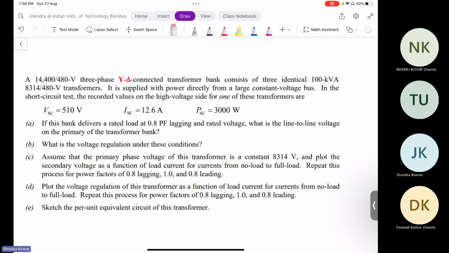Yeah, if you have to say something, please say, and we can wind up the session. Well, per unit value is the actual divided by base value, right? Yes, yes, yes. Sir, please explain a little bit about this per unit system.